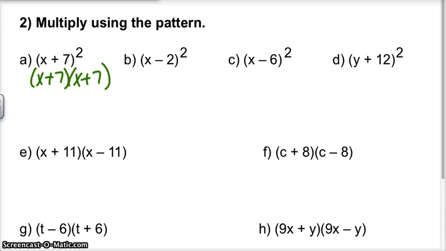The pattern says that when this is a perfect square trinomial, and I know that from matching it to my notes up above, I'm going to square the first number, I'm going to square the last number, and these two numbers multiplied together are going to be doubled. So that's 7 times x, but times 2 is a 14.